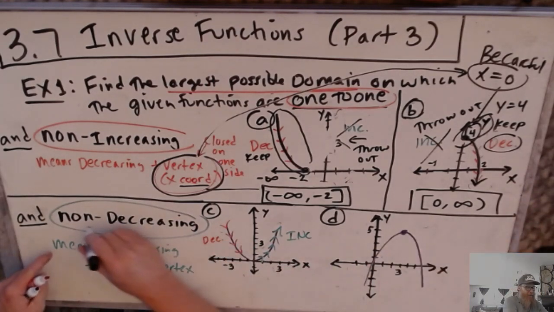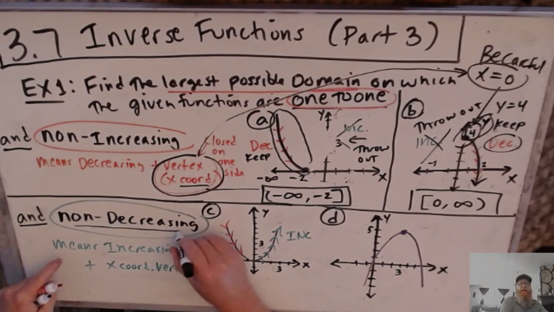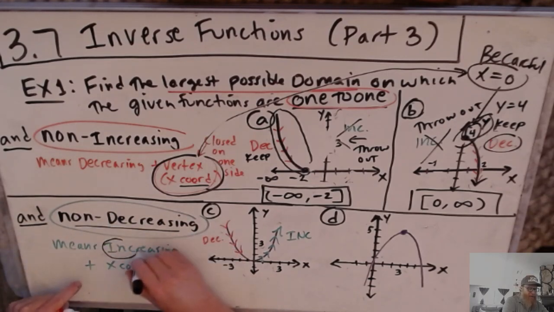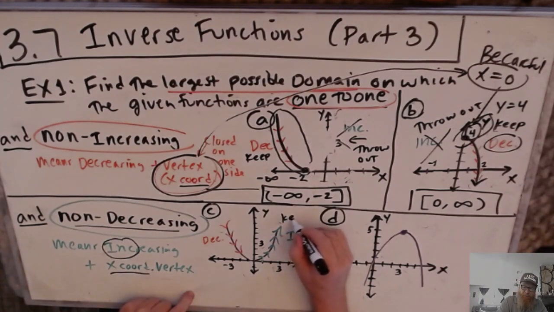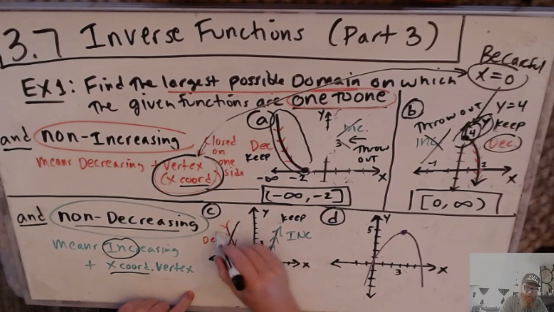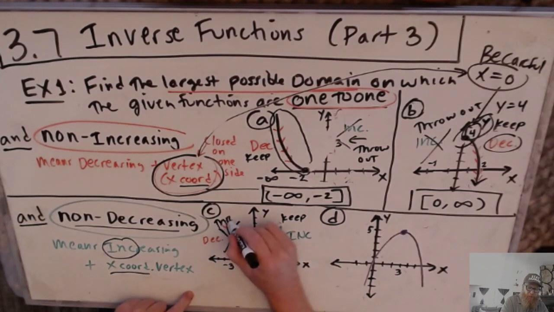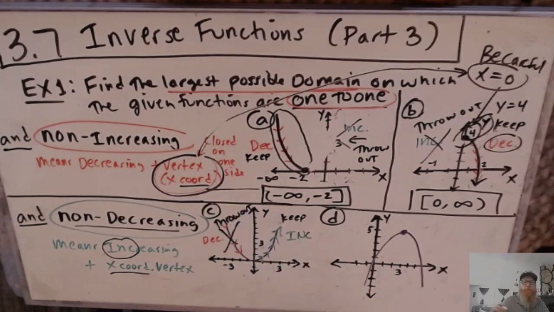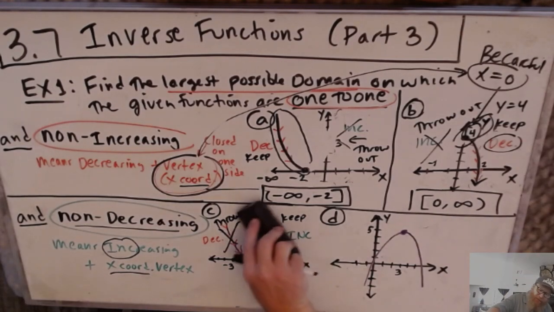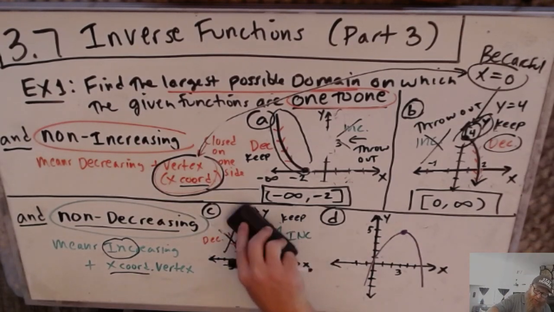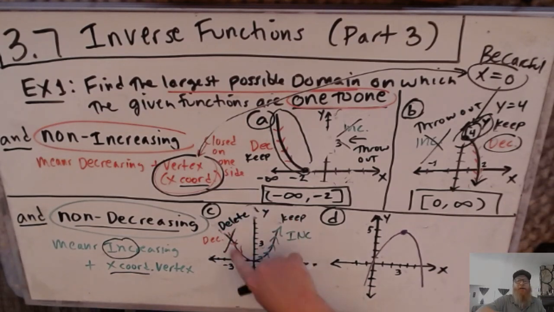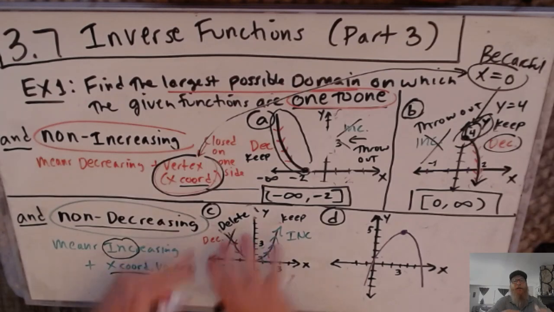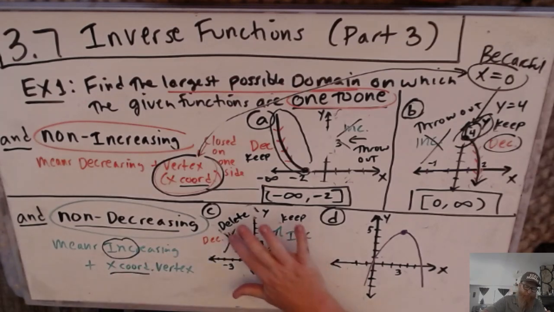So this time I'm doing non-decreasing. So that means I'm going to keep the increasing plus the vertex. So we're going to keep this side, and we're going to throw out, yeah, I'm actually going to change to the word delete because it's less letters. So I'm going to delete the left-hand side here. So take a good look at it because it's about to go away. Delete.